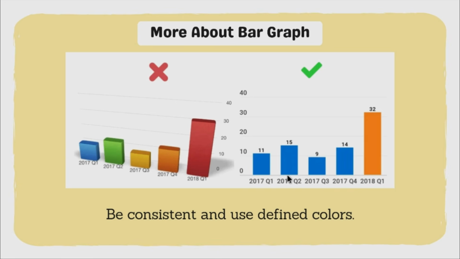Unlike here, dalawang kulay lang ang ginamit. Naging useful po yung colors dito kasi as you can see, yung year 2017, kulay blue lang siya. While nung 2018, nag-iba na po, naging orange na siya. Okay? So, as minimalist as possible, mas maganda po in creating a bar graph.